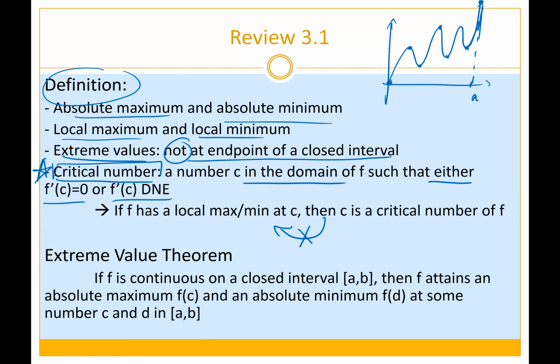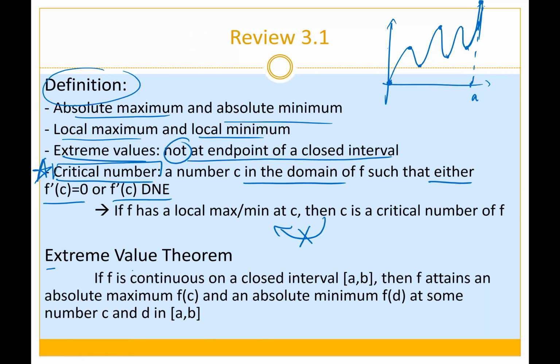So one of the ways that we're going to find the critical numbers of a function, say on an interval, is that you have to find f prime of x and set it equal to 0, or find the points where it doesn't exist.